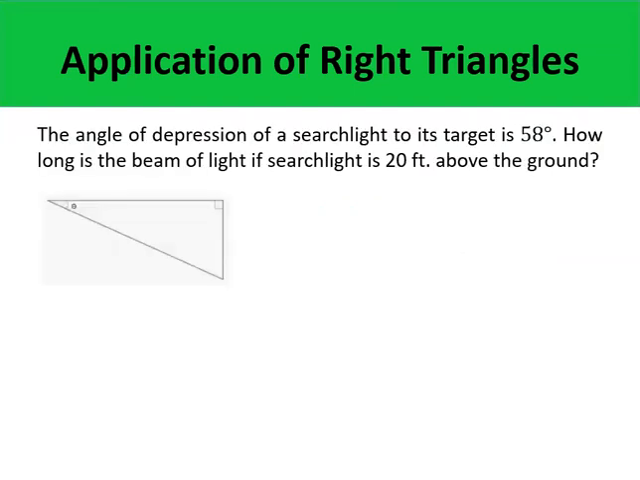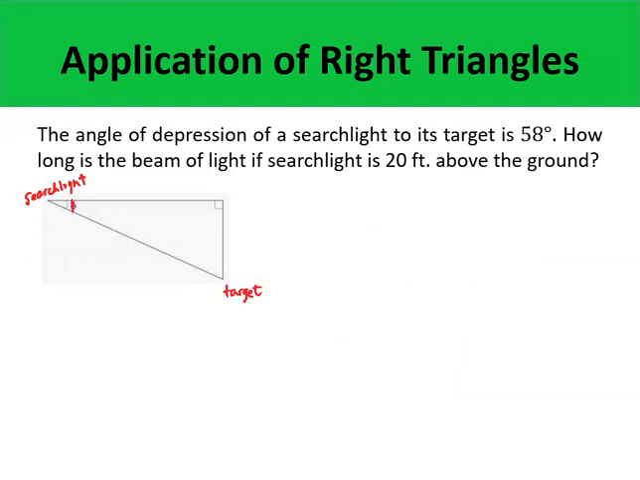Okay, and then let's have the following problem. The angle of depression of a searchlight to its target is 58 degrees. So in this case, since it's angle of depression, we assume that the searchlight is, of course, above the ground. So this is the searchlight. That's the position of the searchlight. And then the target is on the ground.